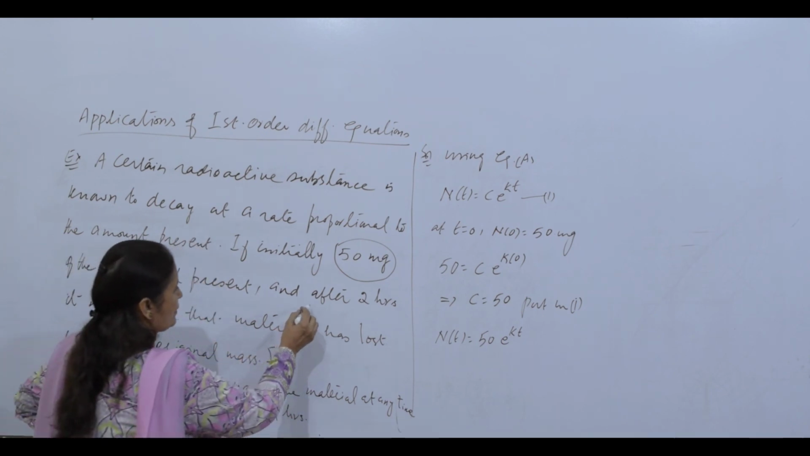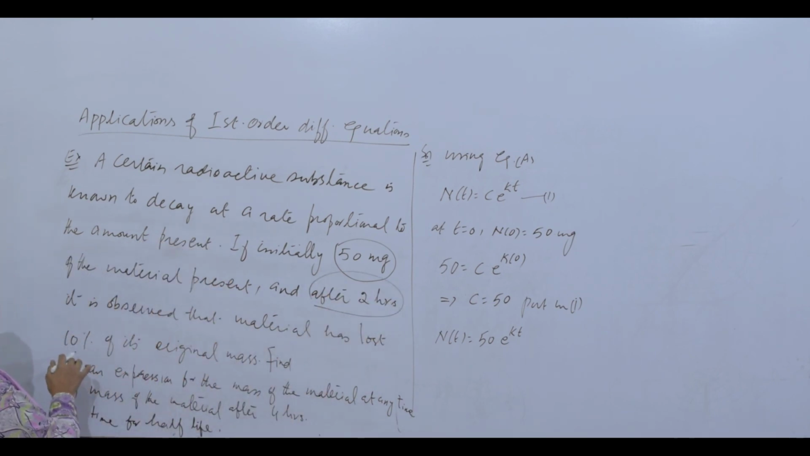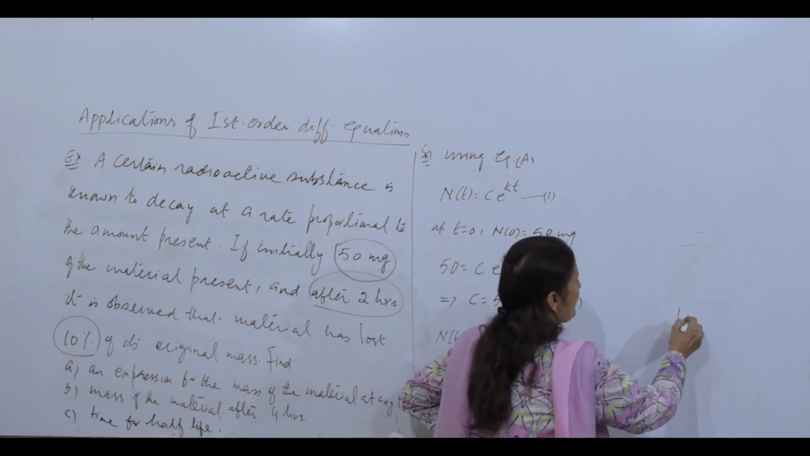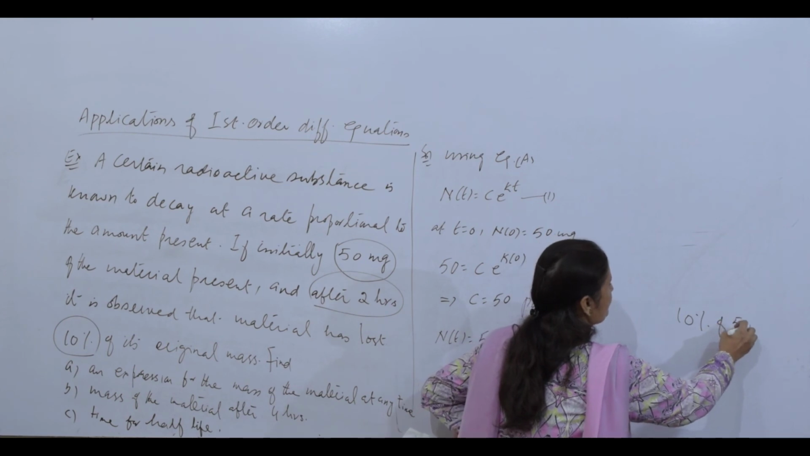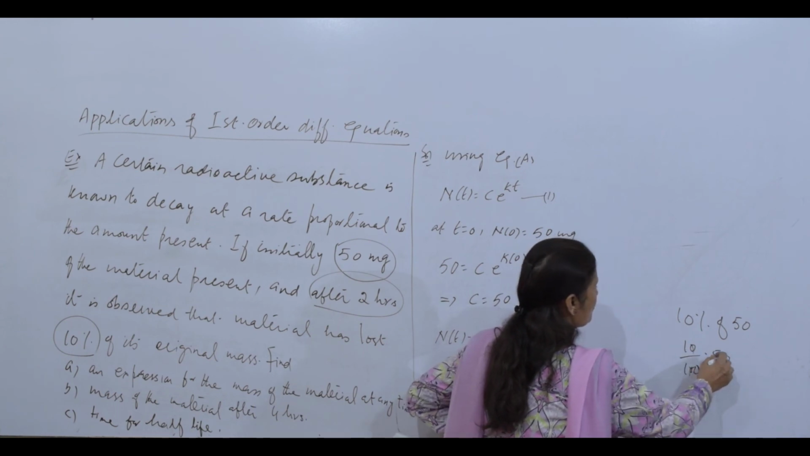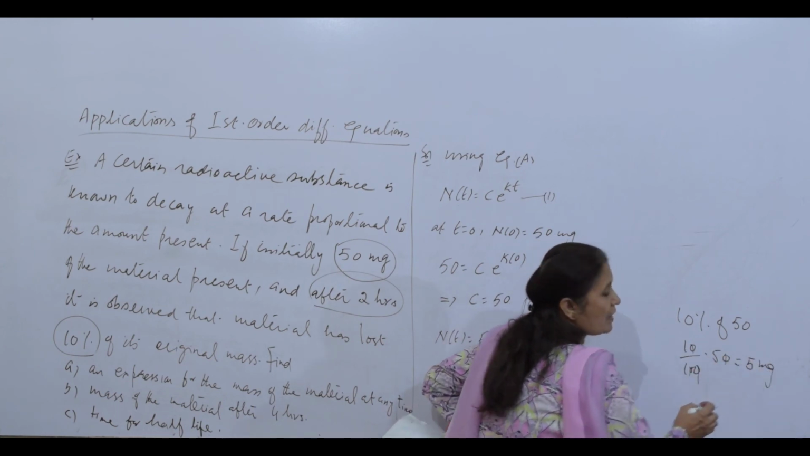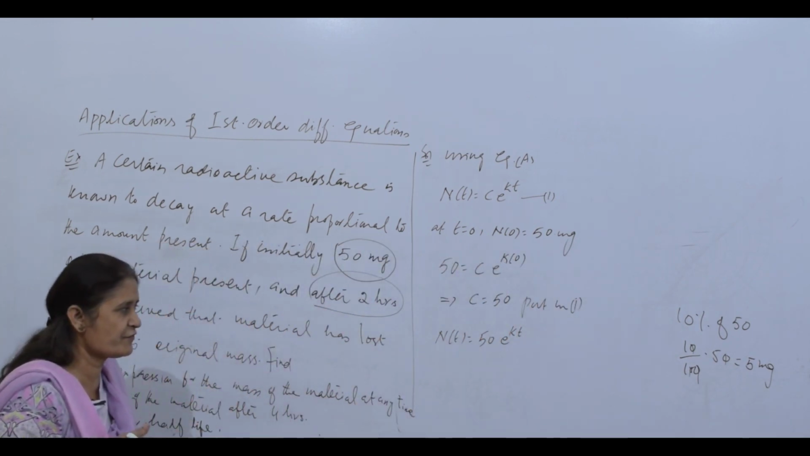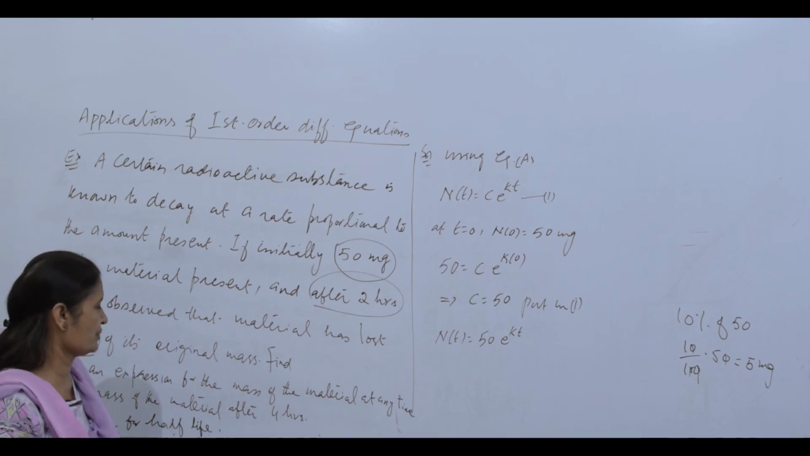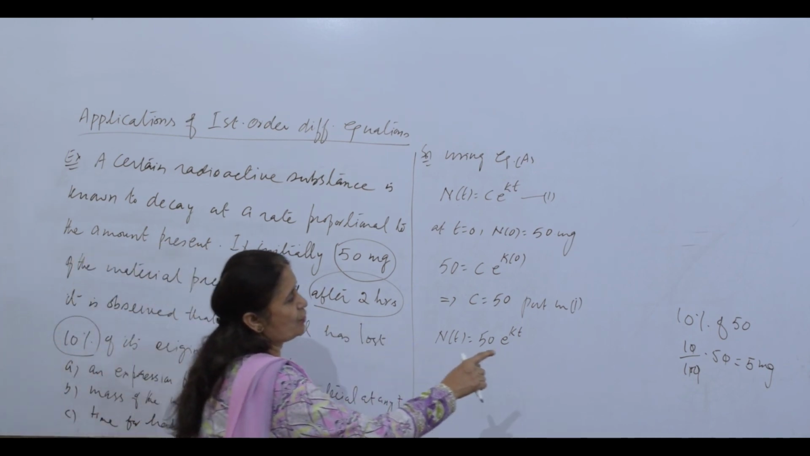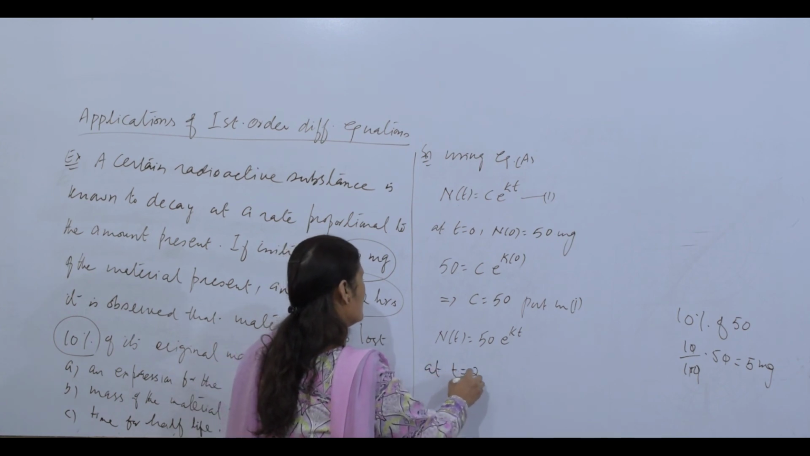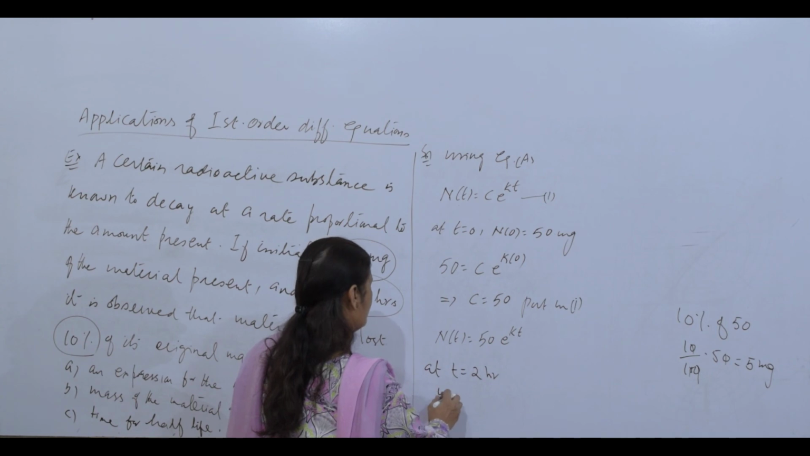So after 2 hours, the material has decayed 10% of its original mass. 10% of original means 10% of 50, it means 10 by 100 of 50, which is 5. So after 2 hours, the material decayed 5 milligrams, which means 45 is remaining. So at t equal to 2 hours, we have 45 remaining.